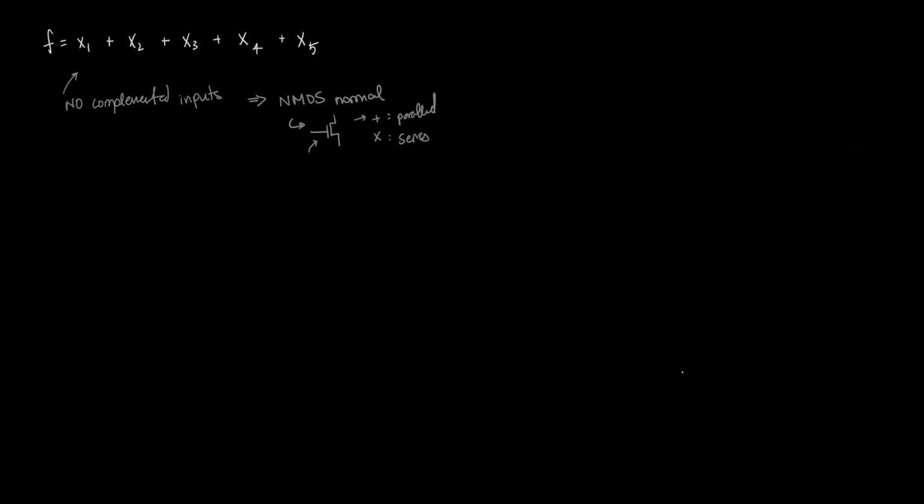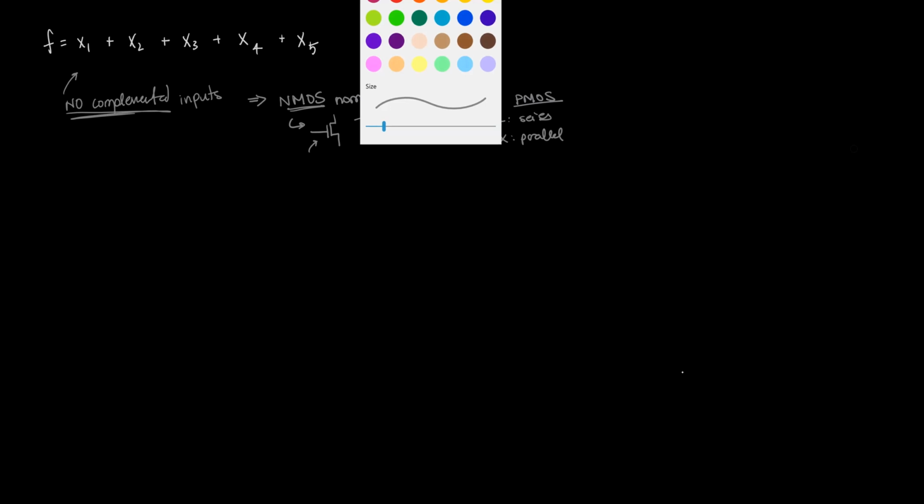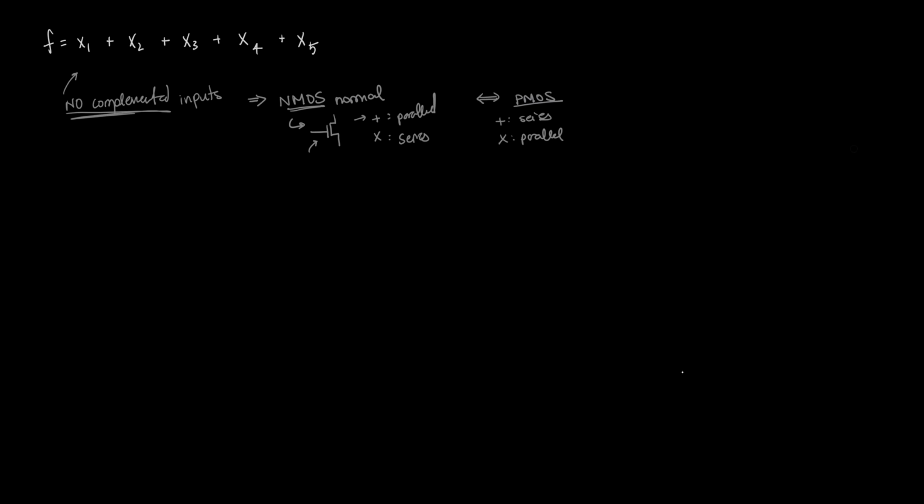And since we know that PMOS has to be the opposite, now we can also tell that for the PMOS part of the circuit, we're going to have addition be series and multiplication be parallel, because this just has to be the opposite of this. And we've chosen this to be normal because we have no complemented inputs. So going from there, we can start to actually draw the gate.